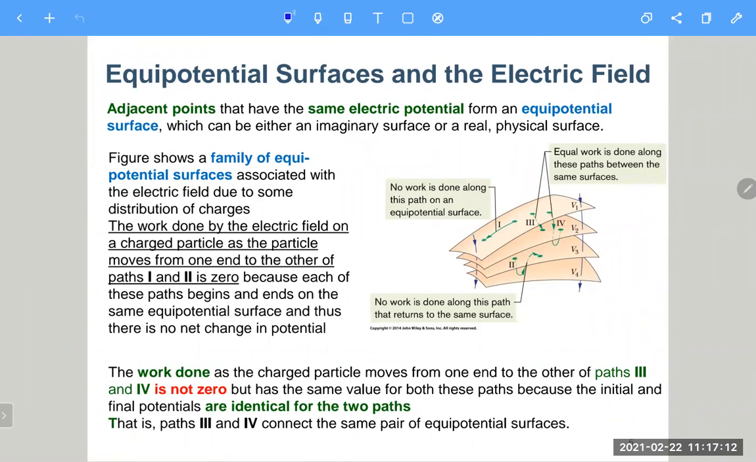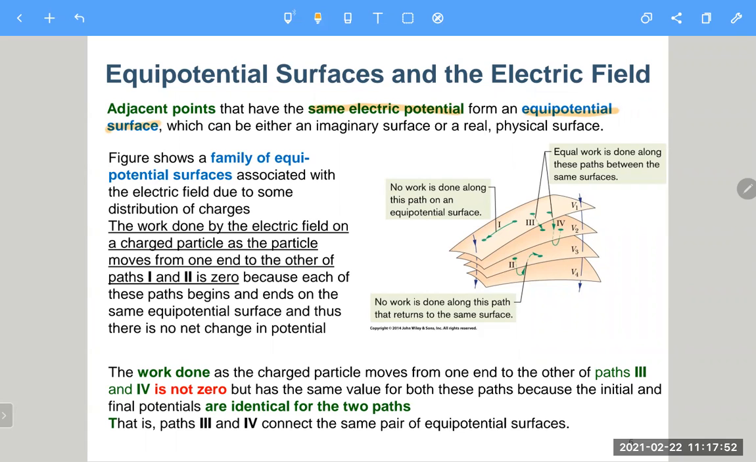So next we talk about the equipotential surface. This is a similar concept to the electric field line, but a bit different. The adjacent points are like the equal height points in a map, something like that. The adjacent points that have the same electric potential form the equipotential surface.